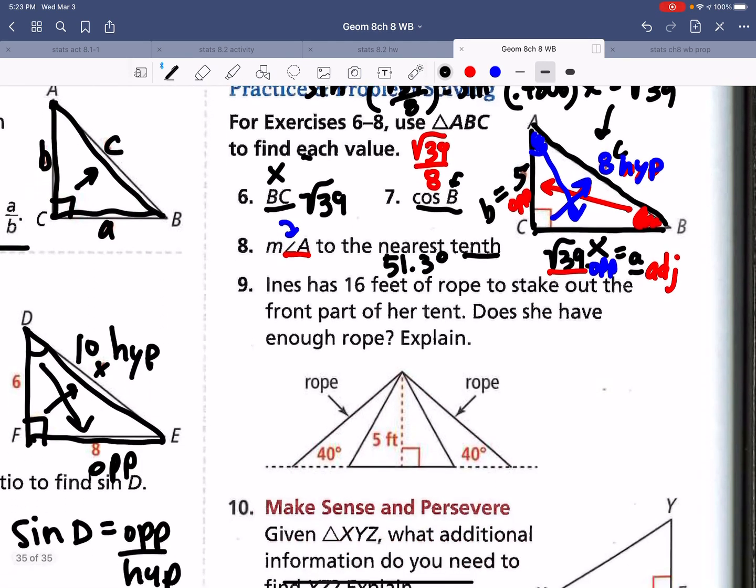9. It says, Inez has a 16-foot rope to stake out the front part of her tent. So it looks like this is the tent part. Does she have enough rope? Oh, okay, so 16 would be both sides of the rope. So since this is symmetrical, we need both sides to be 8 if she has enough rope.